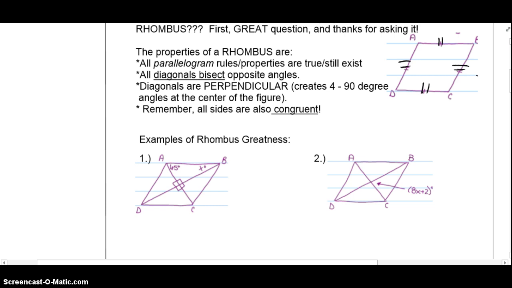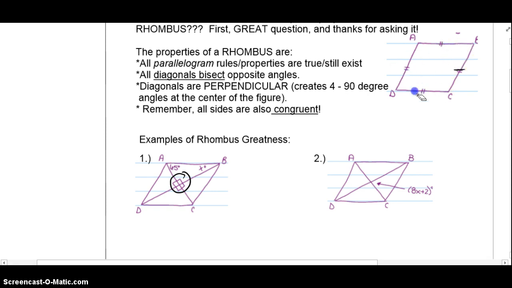So what are some other properties that we want to look at for a rhombus? Well, the diagonals do bisect its opposite angles. So if this angle here at D was 80, the diagonal would split that into two little 40-degree pieces. The diagonals are also perpendicular, something that you definitely need to know, meaning that they form 90-degree angles right there at the center. It's going to create four of them. So make sure that you're prepared for that.